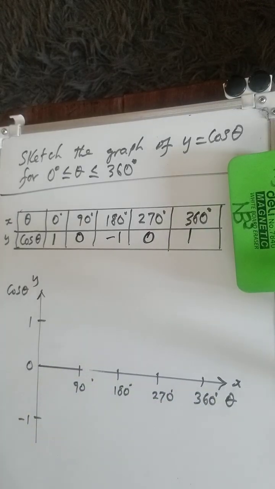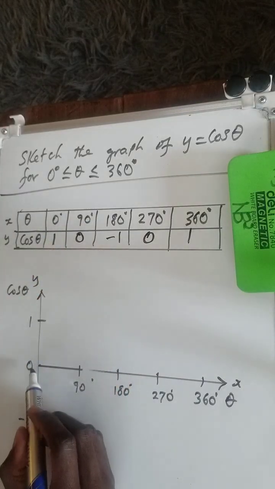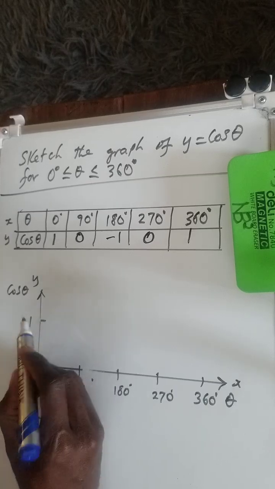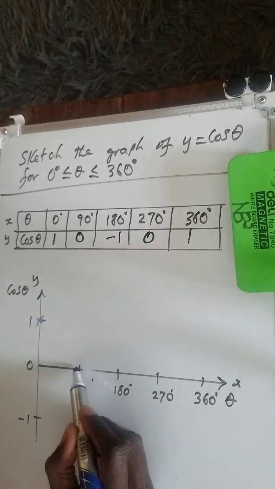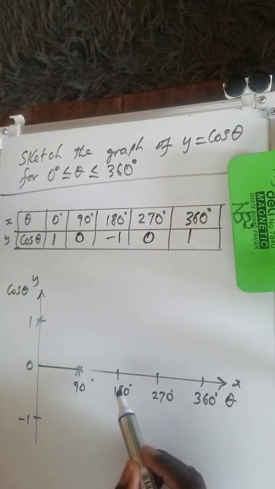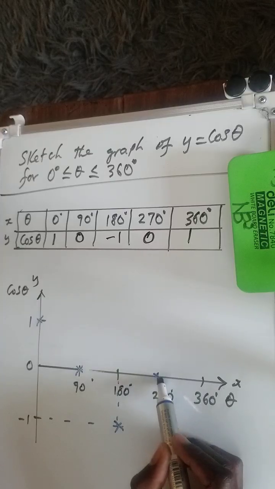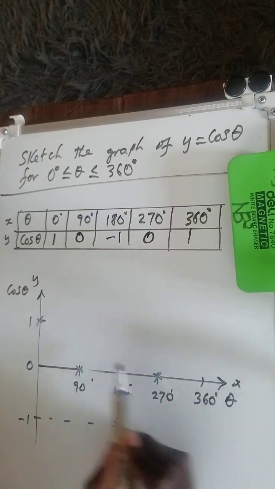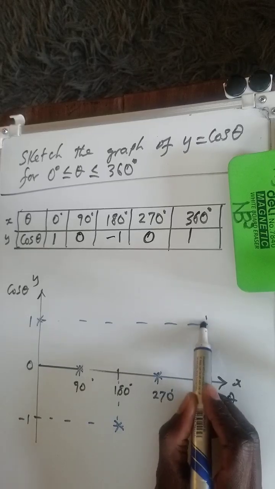Then what do you do next? You try to plot the points out. So it will be 0, 1. So 0, 1 will be that point there. That's the point that I'm going to have. Then 90, 0 will be a point here. Then 180, -1 will be a point down here. And 270, 0 will be a point here. Then 360, 1 is going to be a point there where they meet.